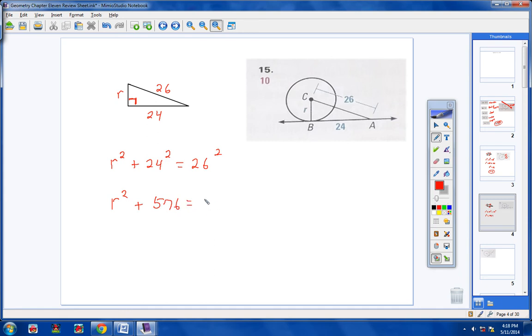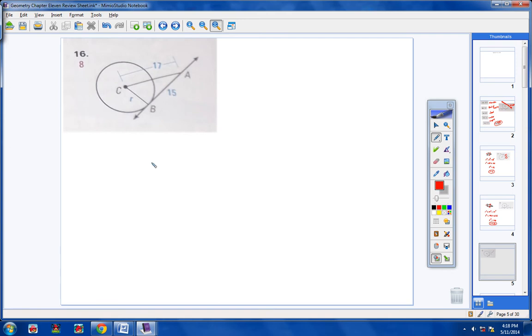If I do that correctly, I'm going to get r squared plus 576 equals 676. Now subtract 576, or bring the 576 over and make it negative, and you'll be left with r squared equals 100. Now take the square root of both sides and you will get 10. Once again, what they're drilling into your heads here is whenever you have a tangent line and a radius drawn to the point of tangency, you will always have a right angle.